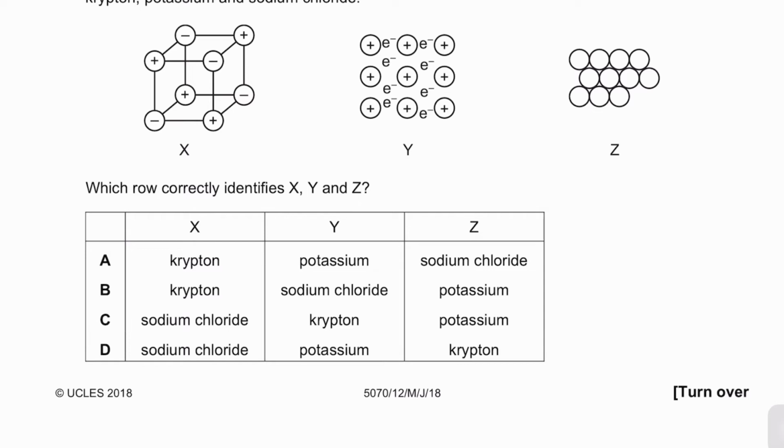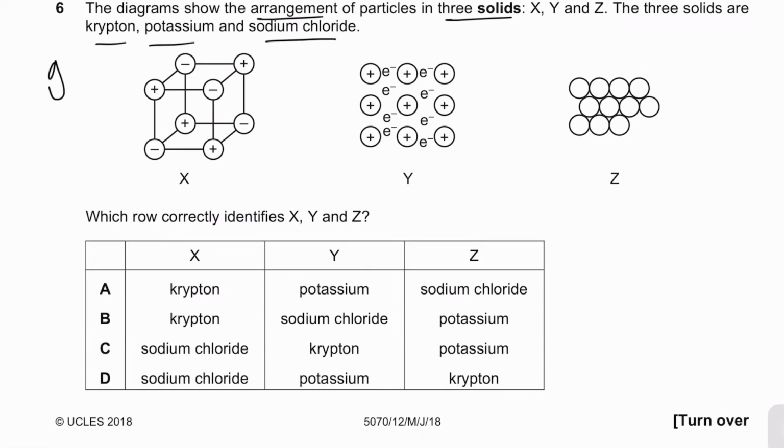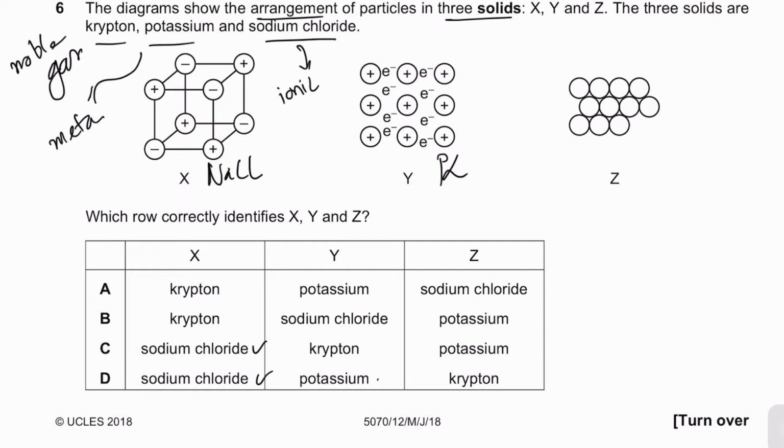The diagram shows the arrangement of particles in 3 solids, X, Y, and Z. These 3 solids are krypton, potassium, and sodium chloride. Krypton is a noble gas, potassium is a metal, and sodium chloride is ionic. So this is definitely sodium chloride, and this definitely is potassium. So X is sodium chloride and Y must be potassium. That means Z has to be krypton. So this will be our answer, D.